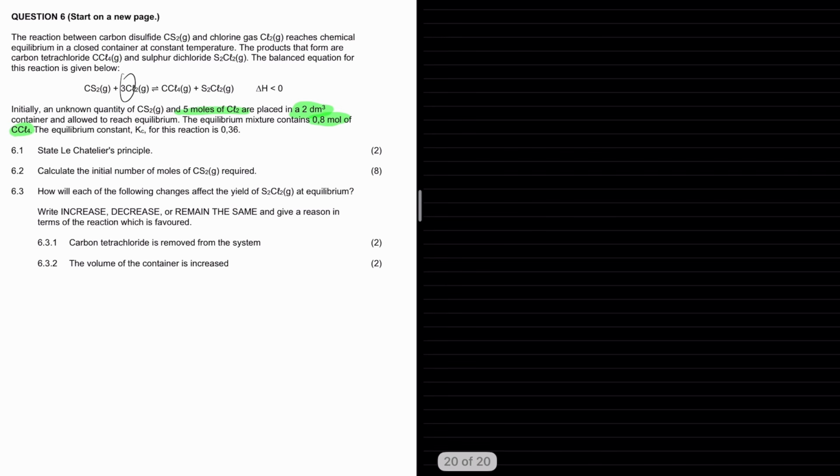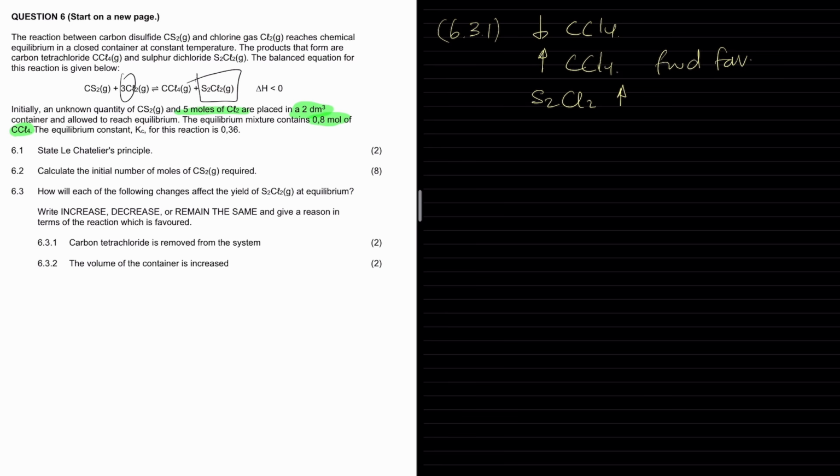Now, question 6.3, how will each of the following changes affect the yield of S2Cl2 at equilibrium? So they want to know how is it going to affect the product. Right, increase or decrease, and give a reason in terms of which reaction is favored. 6.3.1, if carbon tetrachloride is removed. Okay, so if we decrease the carbon tetrachloride, the system will want to increase the carbon tetrachloride. Since the carbon tetrachloride is on the right hand side, the forward reaction is favored. If the forward reaction is favored, it means that the S2Cl2 will increase.